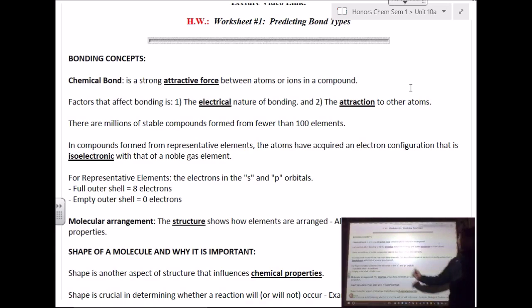All right, chemical bonds. These are the attractive forces between atoms or ions within a compound. And we'll talk about those a little bit more. Factors that affect the bonding, the electrical nature of the bond. So in some cases, we're going to be looking at ionic bonds that have positive and negative charges. In other cases, it'll just be the sheer attraction between the atoms. So some atoms like other atoms more than others, just like you like certain people more than others. So some atoms are attracted to certain types of atoms more so than others. And in some cases, they don't want anything to do with them, which is quite all right.